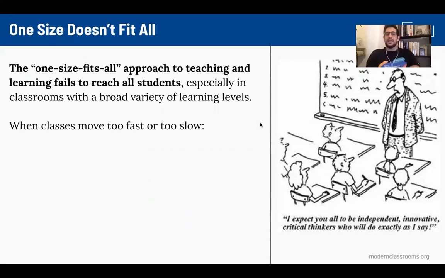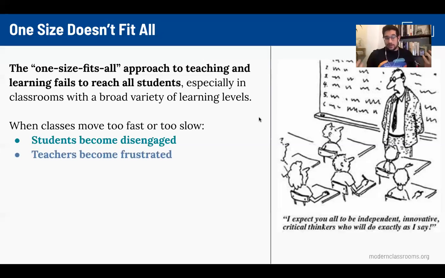And what I realized is when classes move too fast for some or too slow for others, you see these really negative impacts. First, you're going to get students becoming disengaged, right? Ultimately, if you're not hitting that perfect speed for kids, then they deflate, either because they're bored or because they're lost. Then teachers become frustrated, right? You're annoyed because you're pouring all this time and energy into creating these learning experiences that aren't landing on most of your students. And that's exhausting and frustrating.